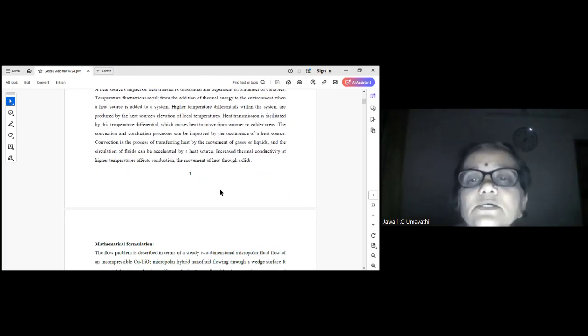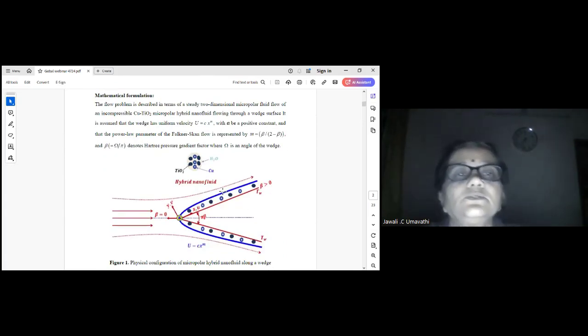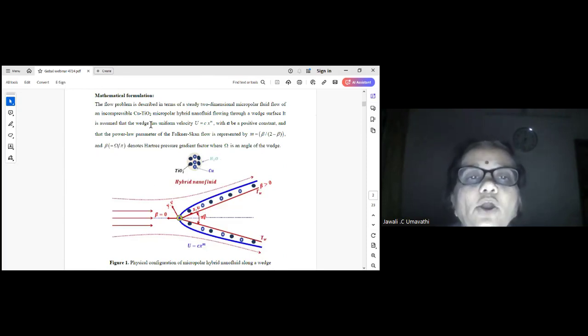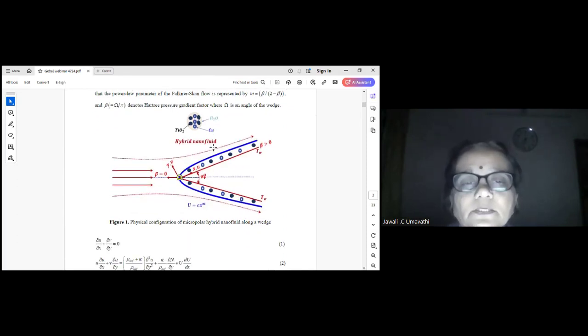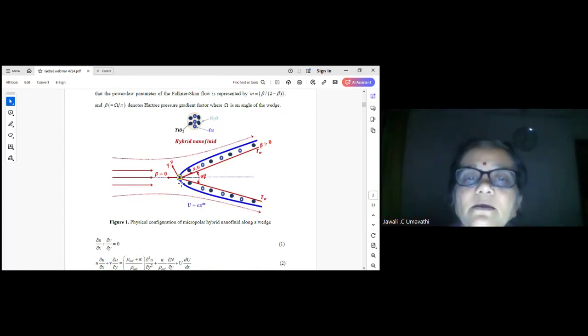So let us go for the formulation. Here it's a two-dimensional, incompressible micropolar fluid flow. I take copper and titanium oxide nanoparticles. Geometry is defined. The angle of the wedge is πβ, along the y direction.